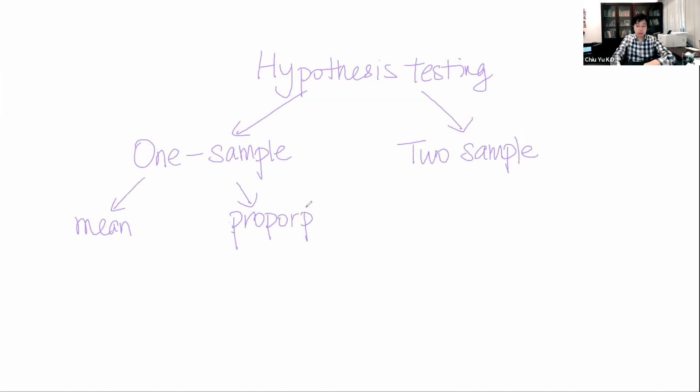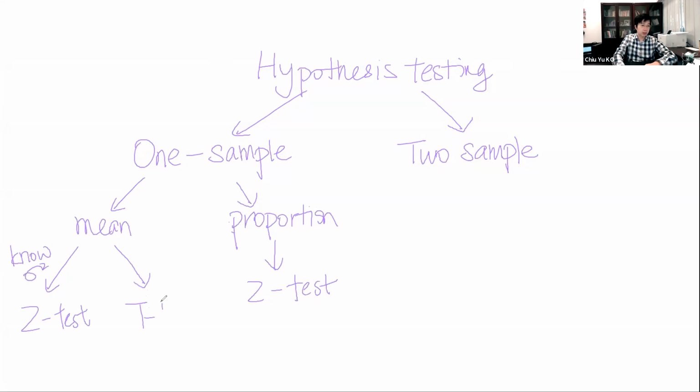And for the proportion, we always use z-test, right? And we use z-test when we know sigma square. When we don't know sigma square, we do t-test, right? And then depending on the alternative, you put the rejection region one way or the other, depending on what you set the alternative to be.